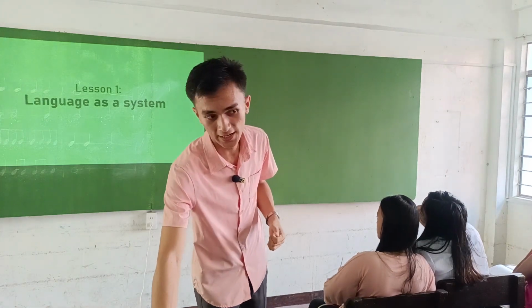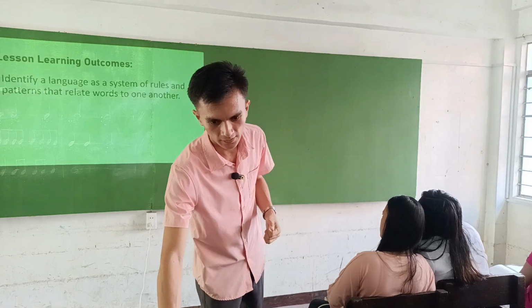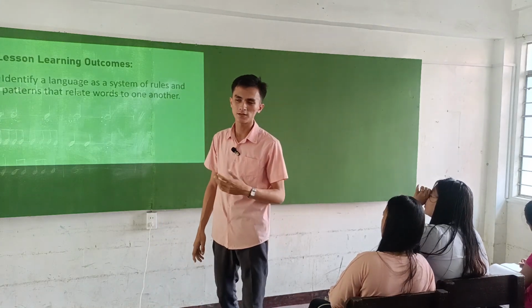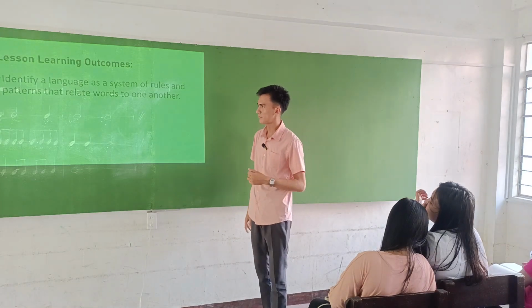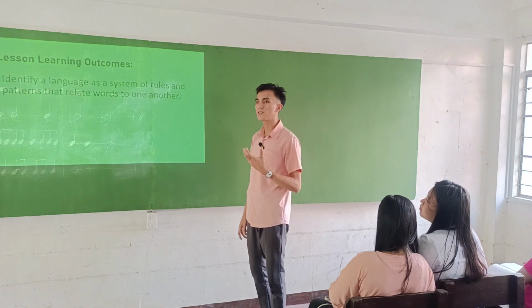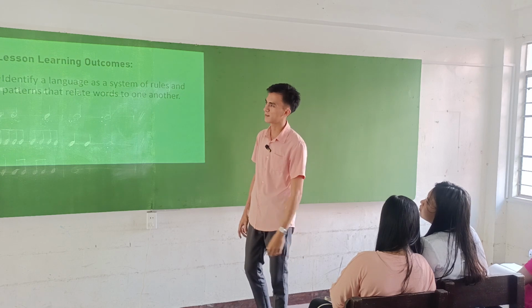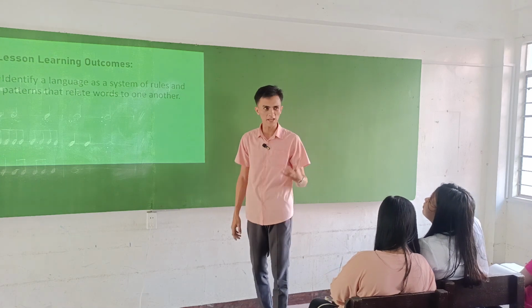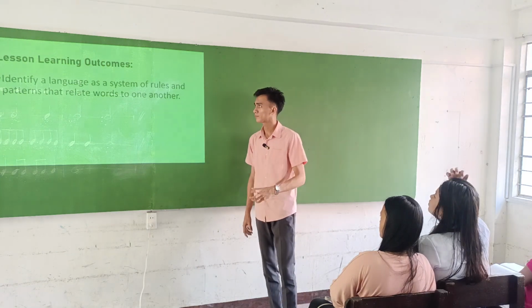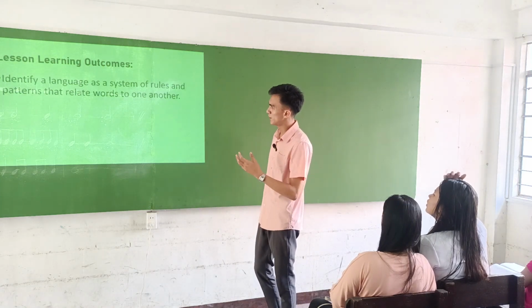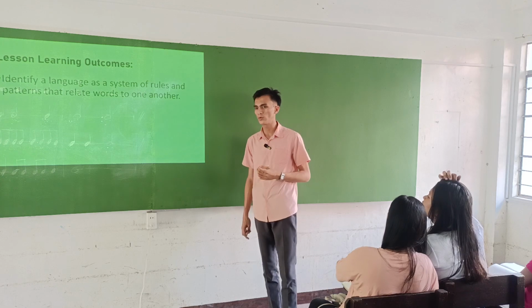Language as a system. That's lesson 1. Okay? Now, if we have module outcomes, no, we also have this lesson learning outcome. You must identify a language as a system. That's very easy, right? You just need to identify, name the language as a system. A system of rules and patterns that relate into words.